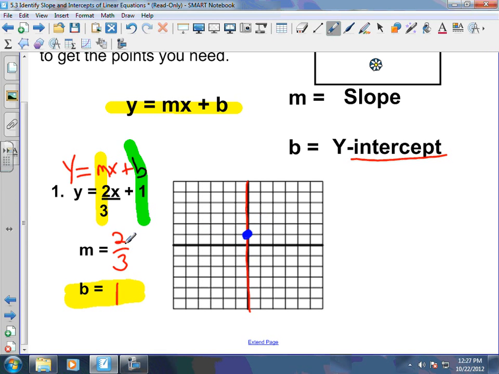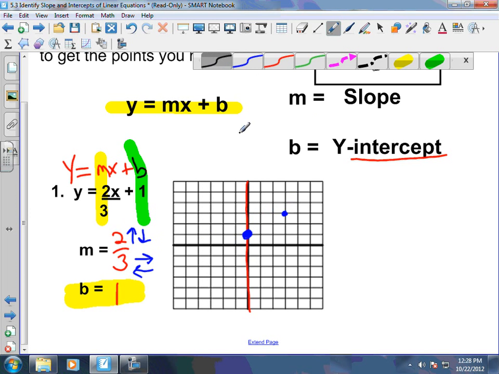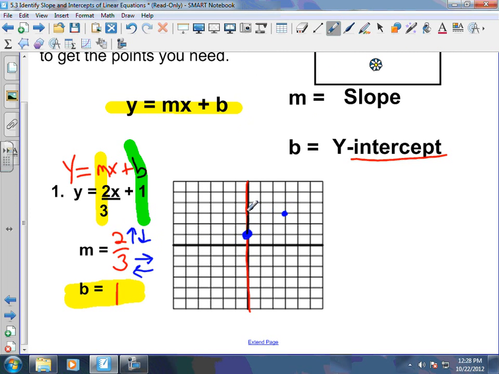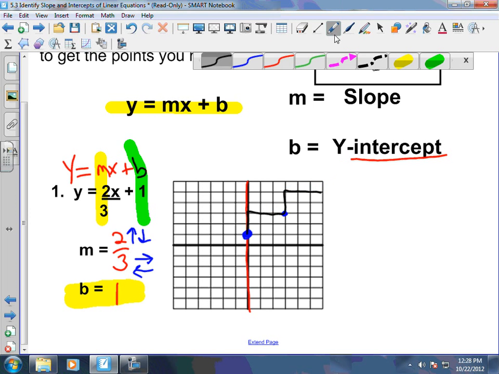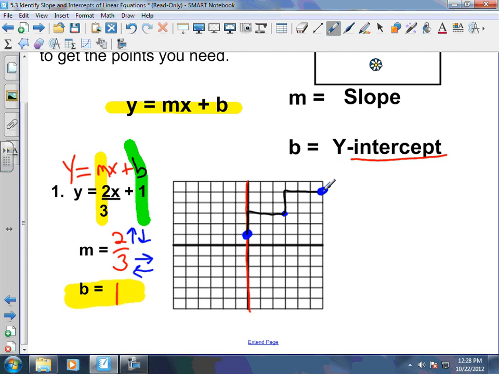Now, from here, I do my slope. Remember, the top number is up or down. The bottom number is right or left. 2 is positive, so that means I'm going to go up 2 lines. 3 is positive, so that means I'm going to go right 3 lines. When I get there, I put my dot. So this is what I did. I went up 2 over 3. Up 2 over 3. I make 3 dots.